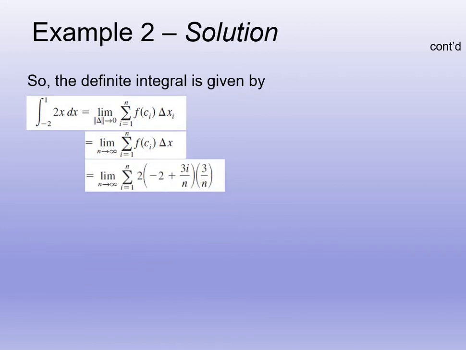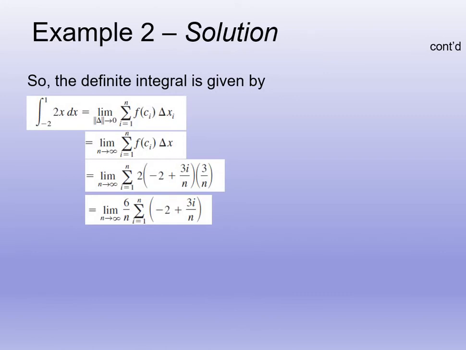So if we take a look at this, we have the limit as n approaches infinity of the sum from i equals 1 to n of 2. Remember, this is our function. Our function is 2x. So we have 2 times, and we replace x with our ci, which is negative 2 plus 3i over n. Then we replace delta x with 3 over n. Now we've got to get all of this in terms of n. There's really only one i term we have to worry about rewriting. So we'll distribute through, factor some things out, and separate it.